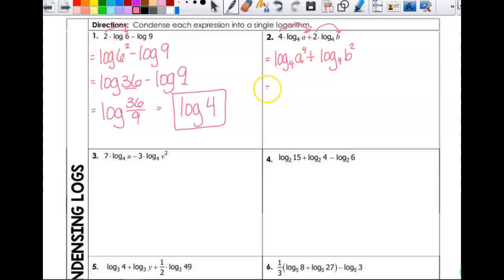So I'm adding, it condenses into 1 log with the same base, because these have to have the same base. Log base 4 of a to the fourth b squared. And that's all we can do. That's it. Everybody good with that? All right, then you do number 3.